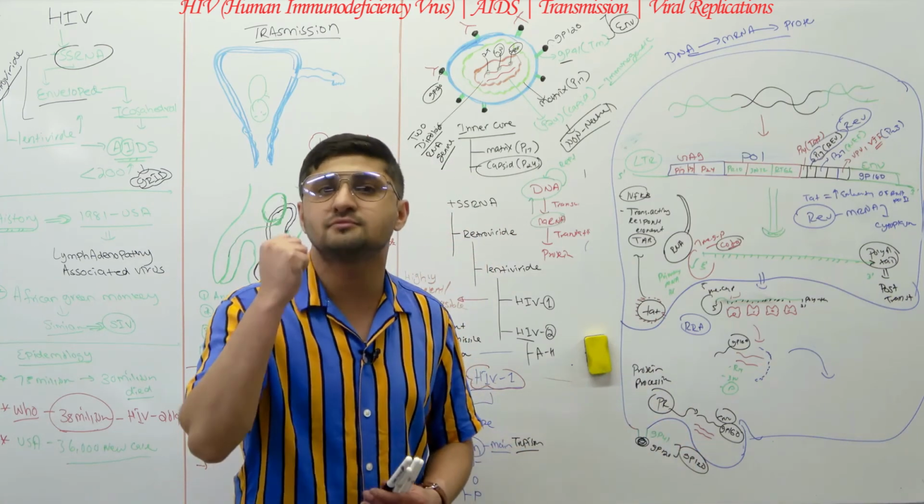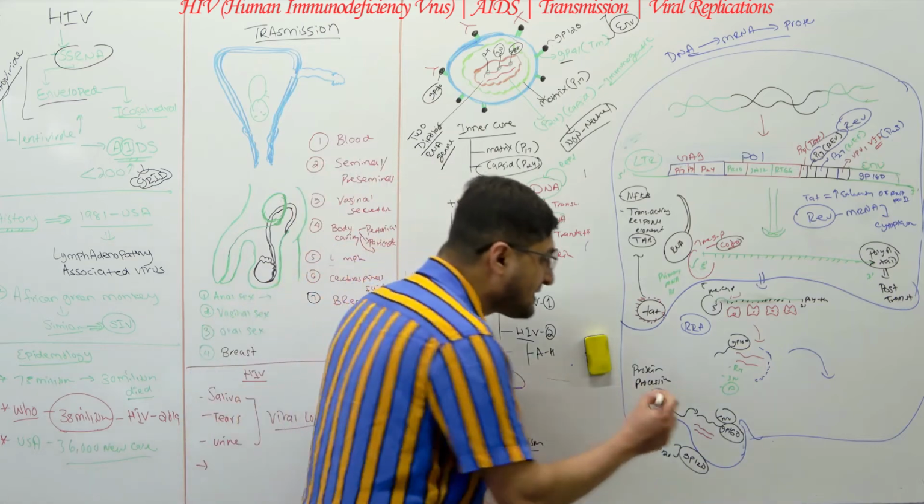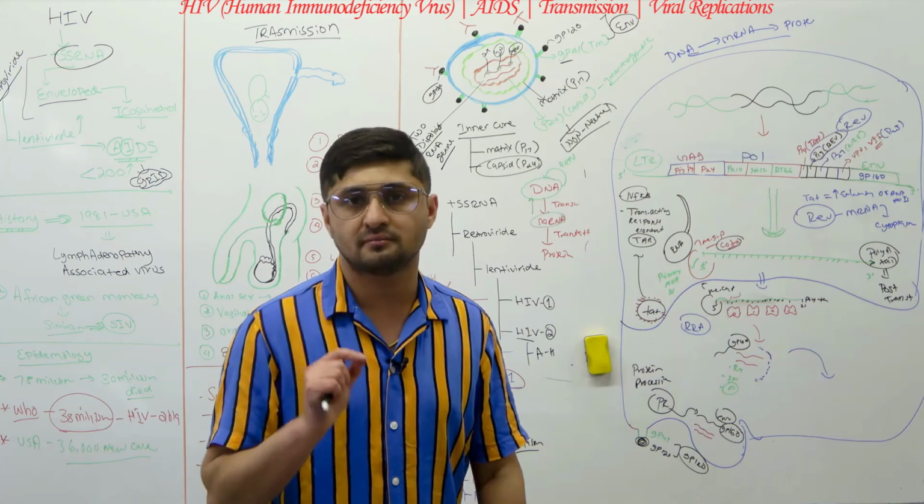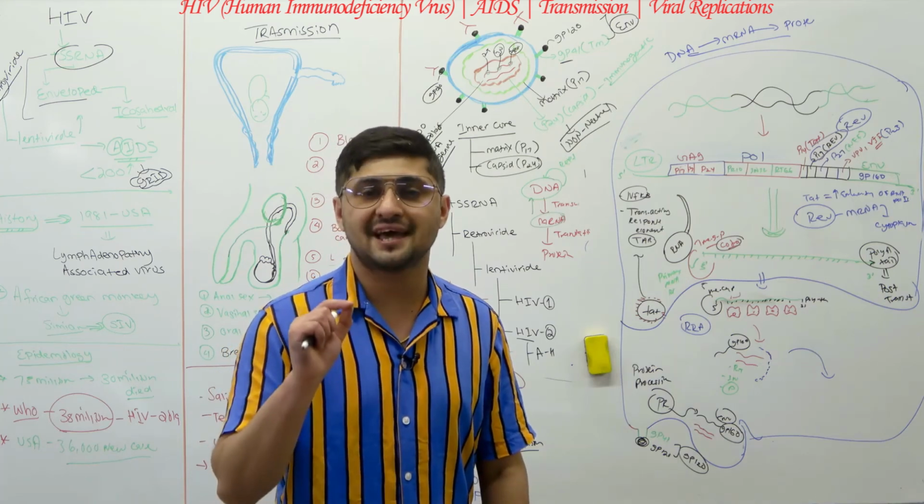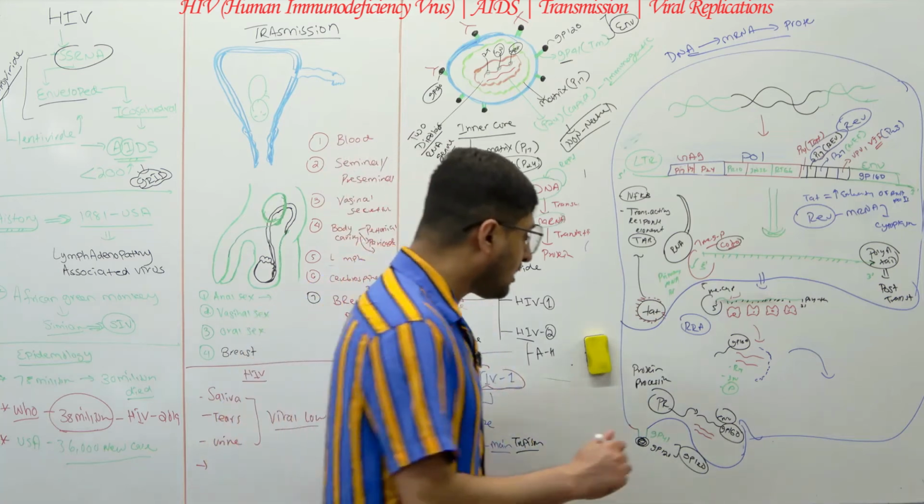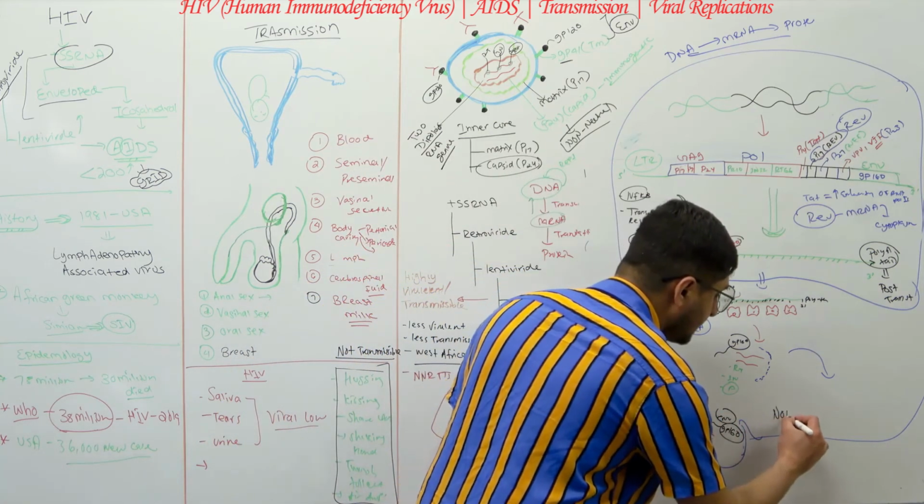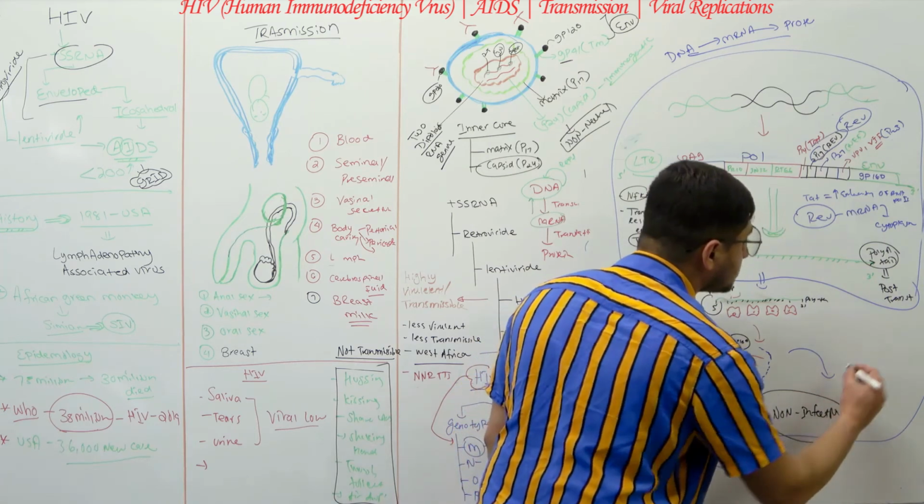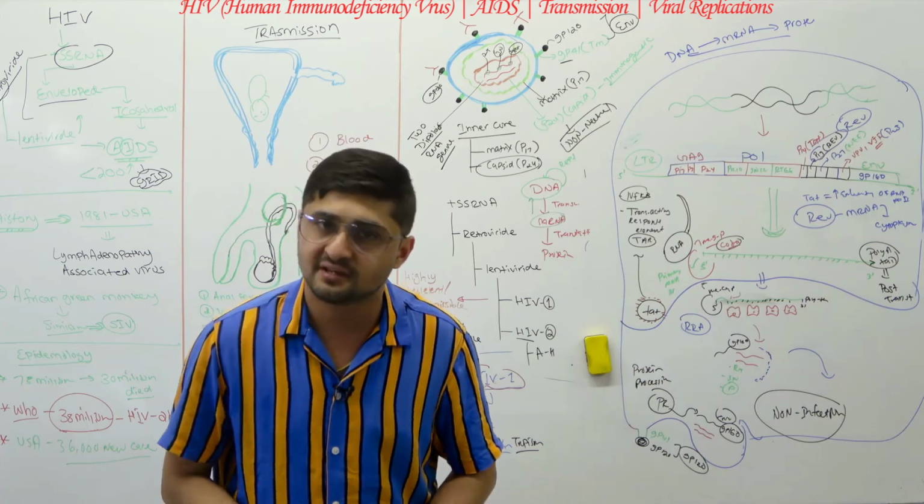Now that becomes a mature virion, okay? Without the protease, this virus is not mature. It is an immature form, and an immature form of the virus is non-infectious. That is why we have a lot of drugs that work as protease inhibitors.